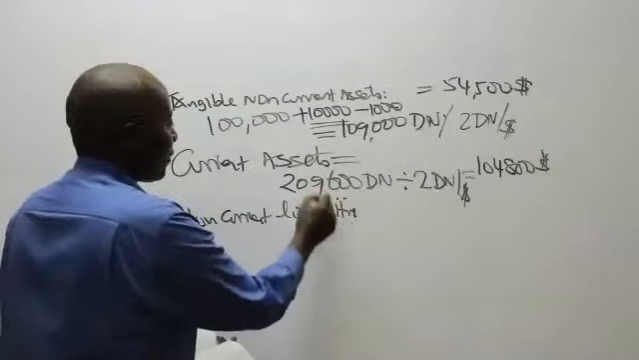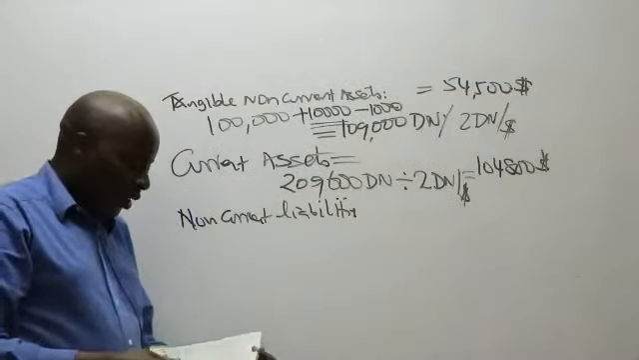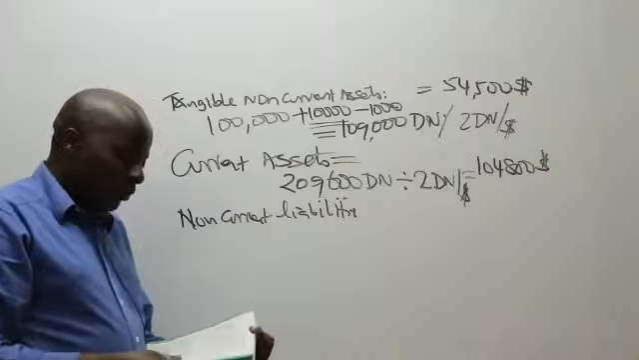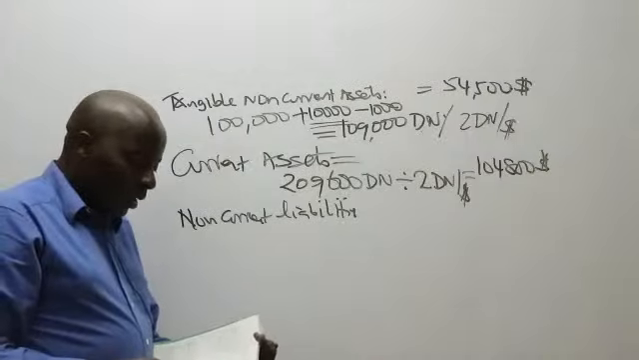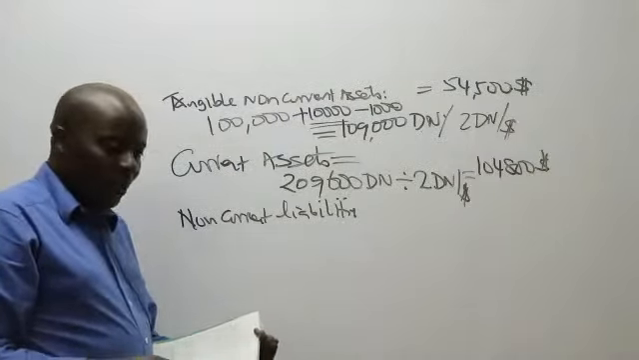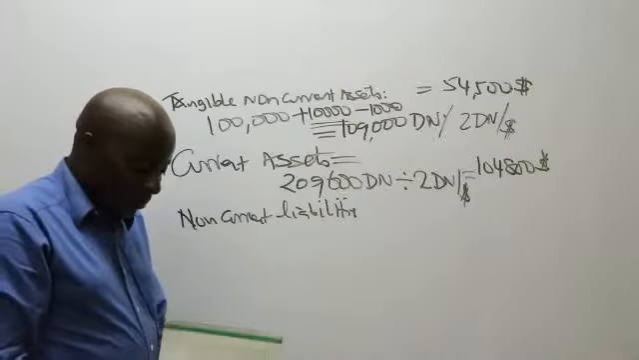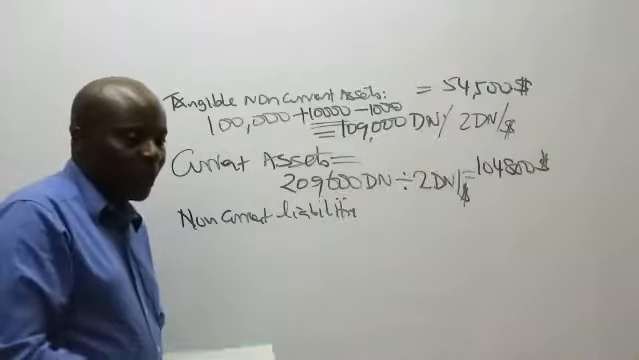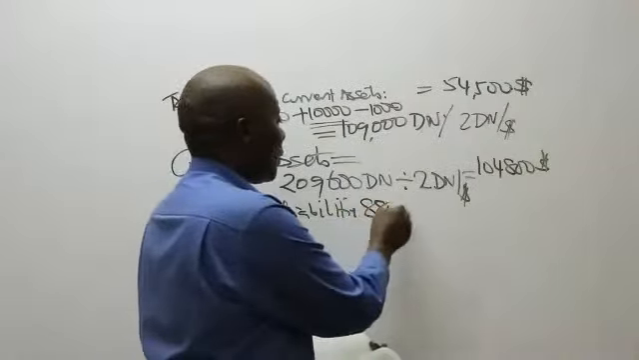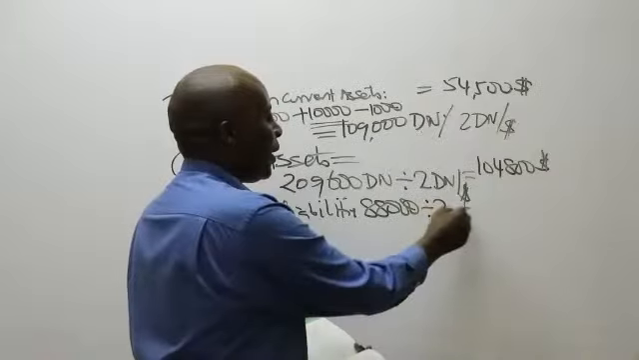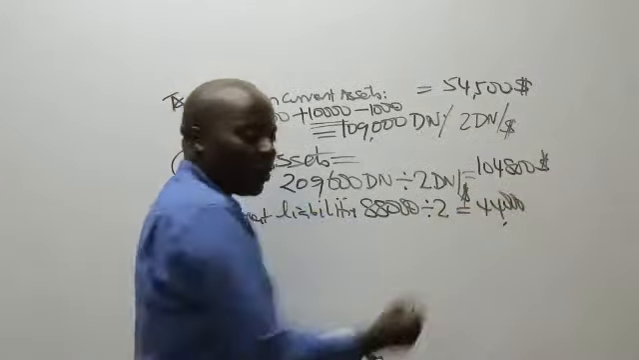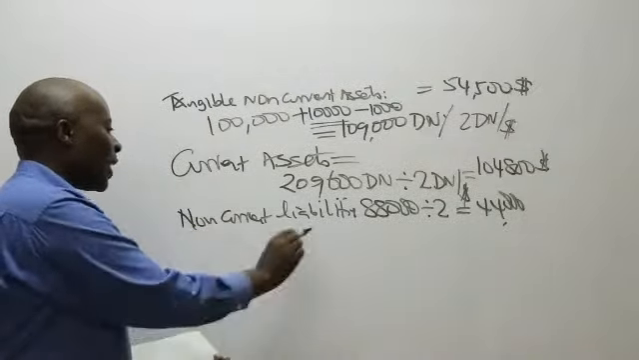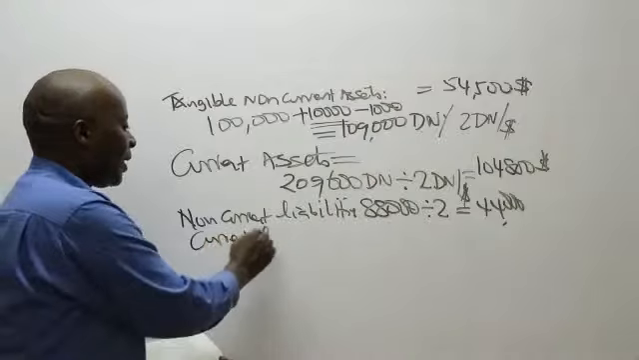Are you able to see the non-current liabilities? What figure are you able to see there? I'm able to see 88,000 for non-current liabilities for Lagos, the foreign subsidiary. So I'll take 88,000 divided by 2, which will end up giving me 44,000. Thank you very much. After non-current liabilities, the next one will be the current liabilities.